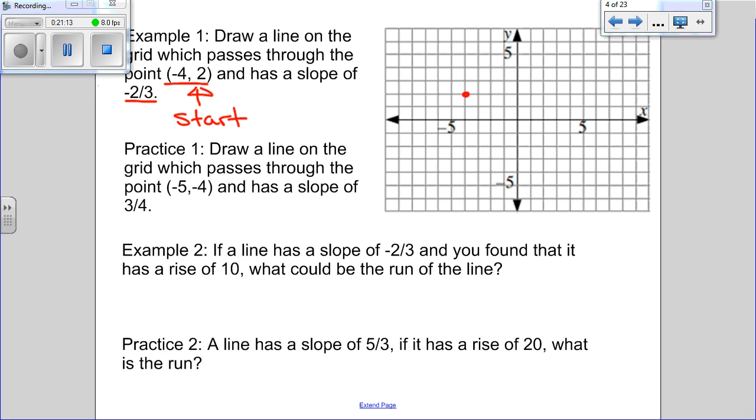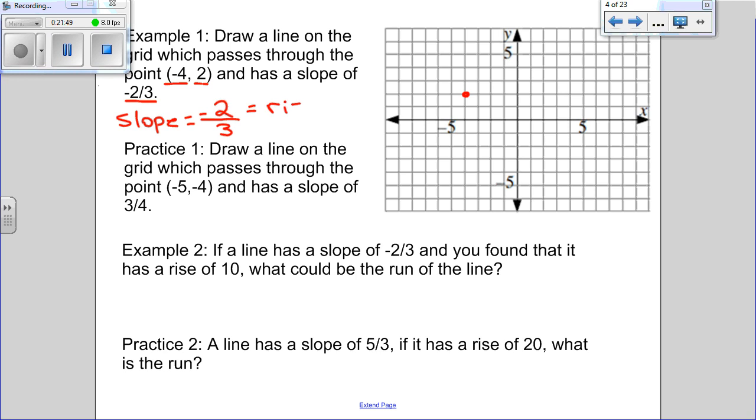The next thing they should give you is like a map to another point. That map is your slope. Slope should tell you how to get to another point. If your slope equals -2/3, what two things did they tell you? They told you that your rise is -2 and your run is +3.